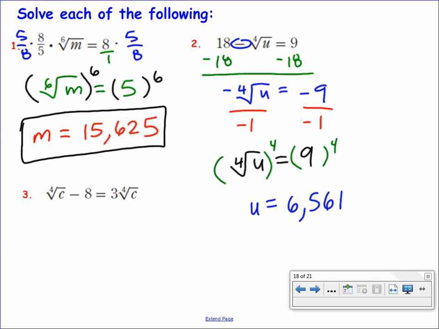6,561 into the original fourth root: 9. 18 minus 9, does that equal 9? Yes! So we don't have an extraneous solution. We have found a real solution.